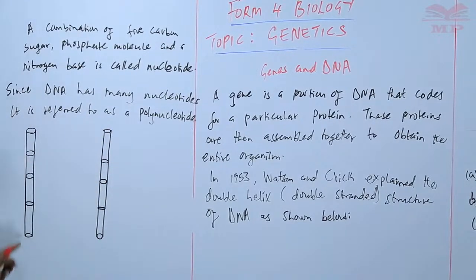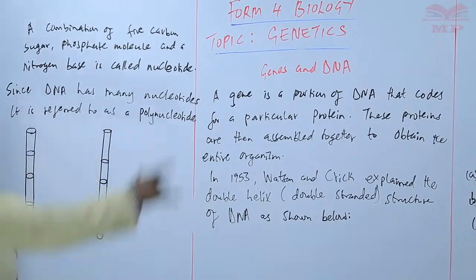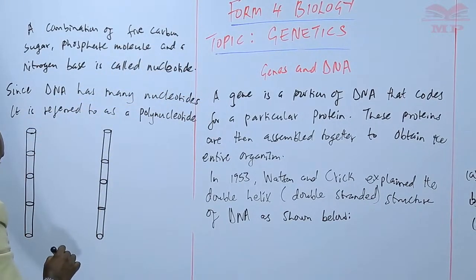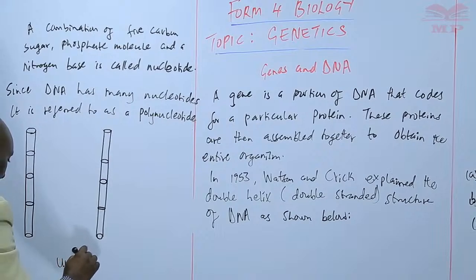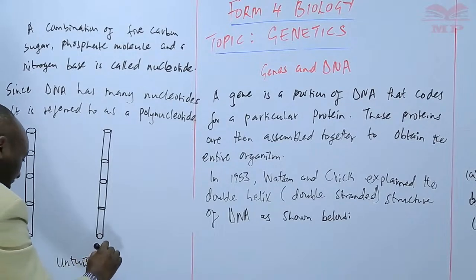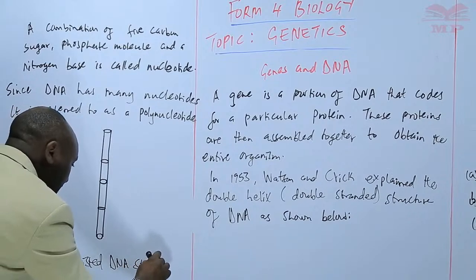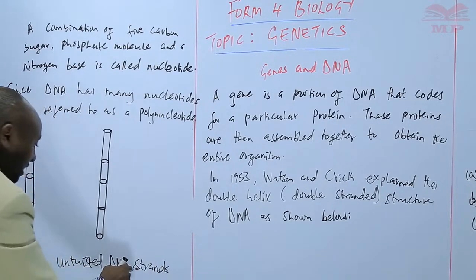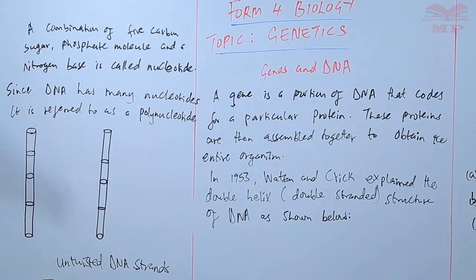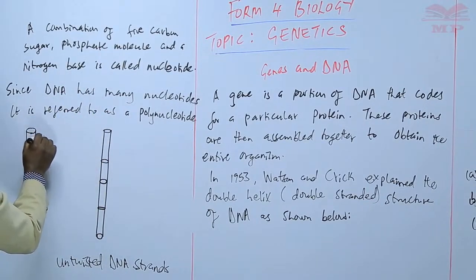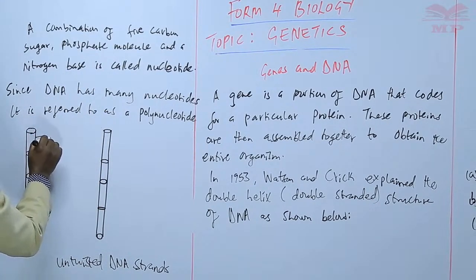So we have the 2 strands of the DNA as shown there, but now this one is untwisted. Untwisted DNA strands. They have been untwisted. So we are saying that they are the 3 components. I'm going to show how they are arranged.